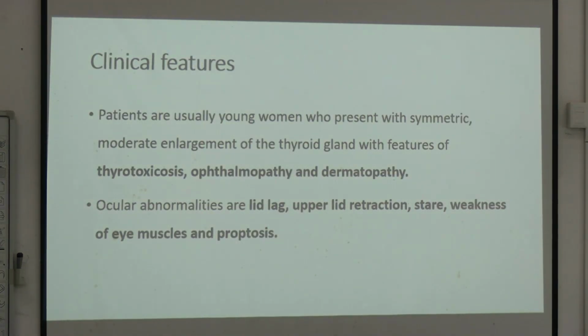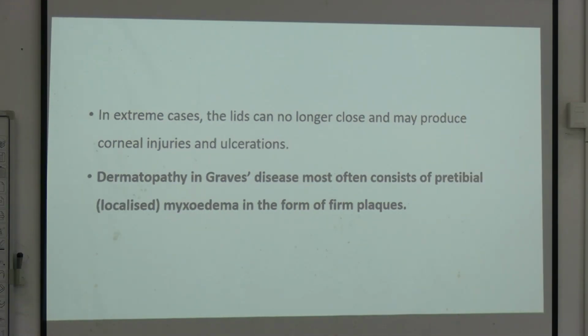Now, clinical features: thyrotoxicosis, ophthalmopathy, and dermatopathy. Ocular abnormalities are lid lag, upper lid retraction, tearing, weakness of eye muscles, and proptosis. In extreme cases, the lids can no longer close and may produce corneal injuries and ulceration. Dermatopathy in Graves' disease most often consists of pretibial myxedema in the form of firm plaques.